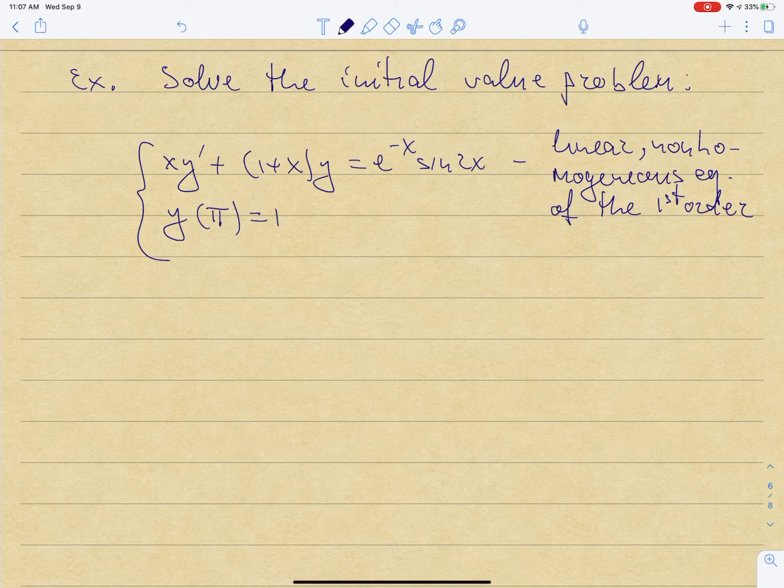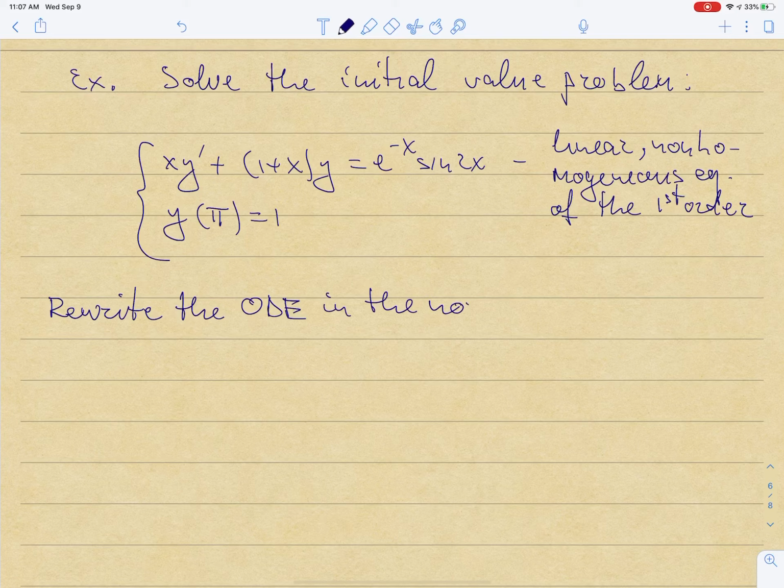So to solve it, I have to use the integrating factor. And then I can use the integrating factor once I wrote the equation in normal form. So the first step, rewrite the ODE in a normal form. If it was already in a normal form, then of course you don't need to do that. But in this case, it isn't.